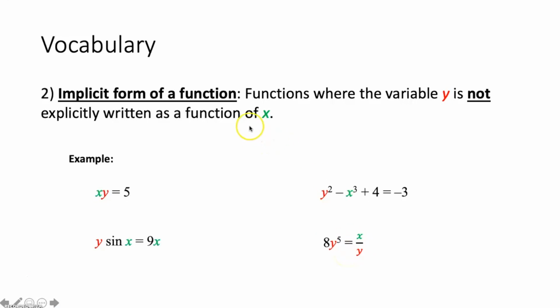Now, an implicit form of a function, those would be functions where the variable y is not explicitly written as a function of x. Basically, we don't have y by itself on one side of the equation anymore. We have x times y equals 5. We have y squared minus x cubed plus 4 equals negative 3. y times sine x equals 9x. 8y to the fifth equals x over y. We don't have equations solved for y. We don't have functions where the dependent variable is by itself on one side of the equation. Therefore, each of these functions would be in the implicit form of the function.